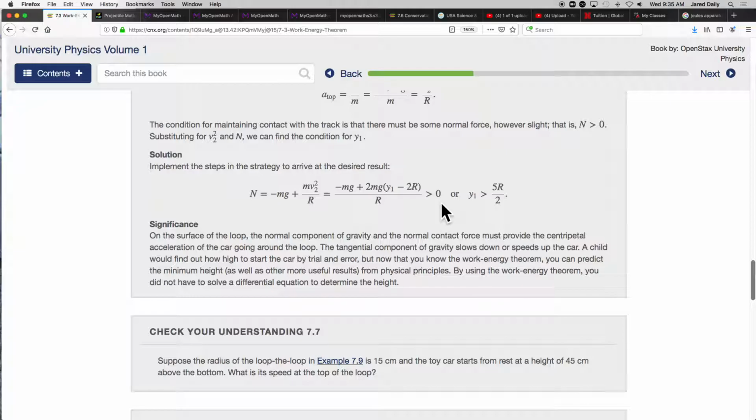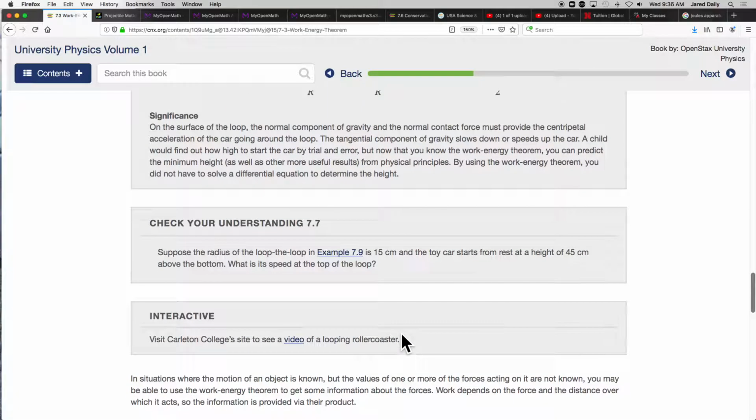And if you solve this inequality to figure out what y1 has to be, you'll find that y1 has to be 5 halves times r, so it has to be a little bit bigger than the circle. Half a radius bigger than the circle.